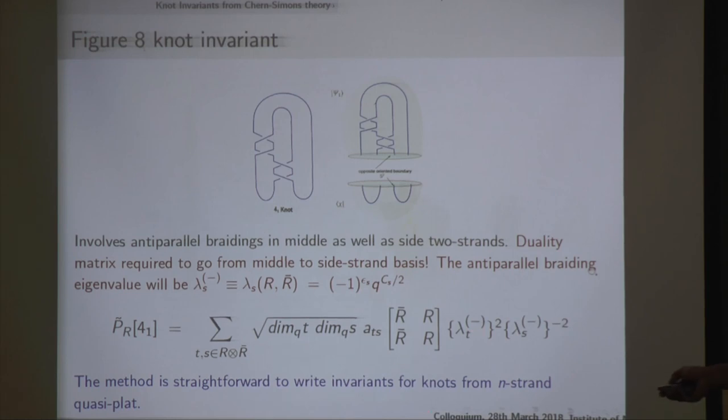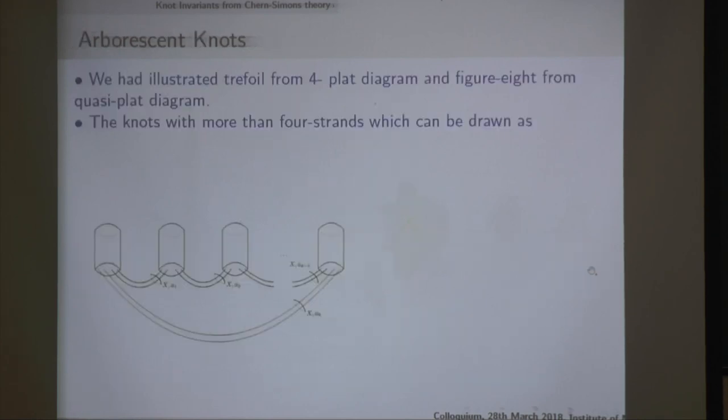Once I've given you the tools, at least for the four punctured boundary, you can start doing this and write out the polynomial invariant. Because each one is in variable q, and this one is also the duality matrix. The only hitch is, what is this duality matrix? You should know the quantum dimension and what this duality matrix is, and I'll come to that.